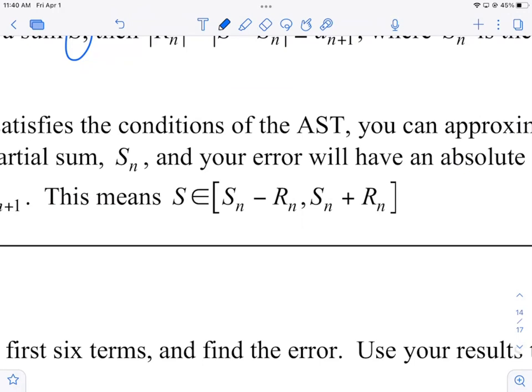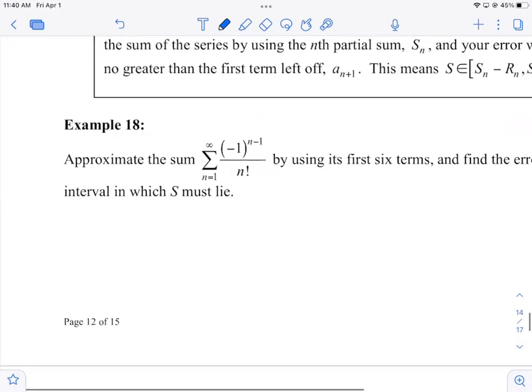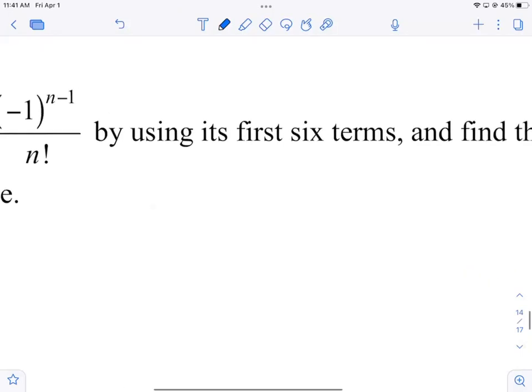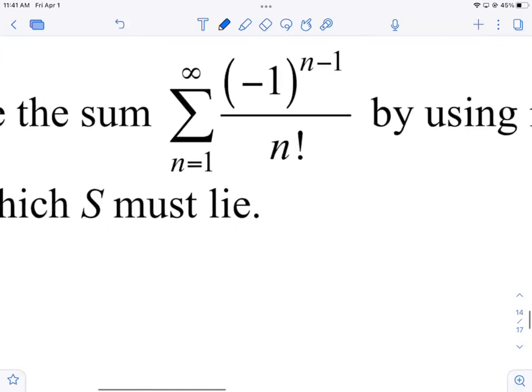Now, calculators, of course, can make quick work of that. But let's see what I'm talking about. Example 18. Approximate the sum, the sigma from n equals 1 to infinity of negative 1 to the n minus 1 over n factorial, by using its first 6 terms, and then find the error bound. So first of all, is this an alternating series? Yes. How do we know?